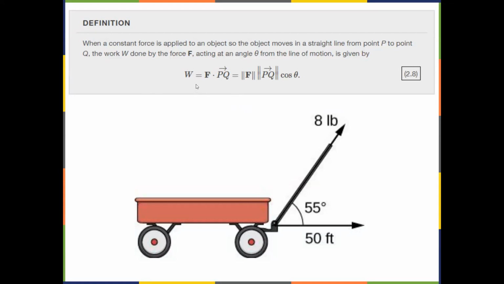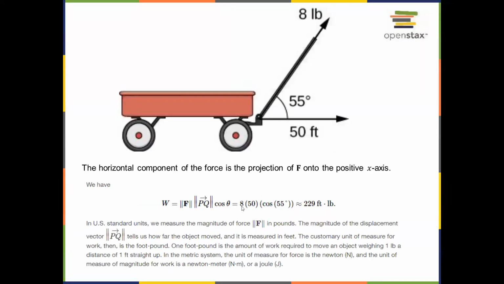This is a work definition. If you've taken any kind of physics, then it should look a little bit familiar to you. Might be a little different because of how we're working it. You would just plug in our same red wagon, right? 55 degrees, 50 feet to the front, 8 pounds force. You would plug it in. So 8 times 50 times the cosine of 55 degrees gives you 229 foot-pounds. And I think that's the end of it.